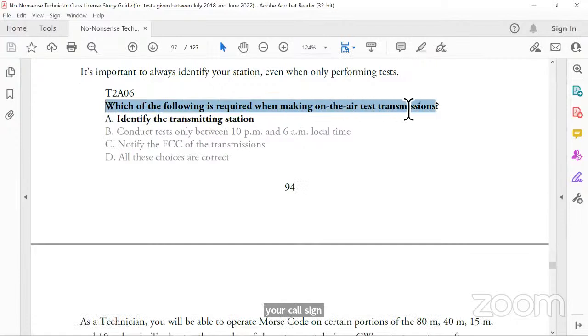Okay, so once you follow those protocols, you will sound quite professional as an amateur radio operator. Which of the following is required when making on-the-air test transmissions? Well, make sure to identify the transmitting station. That's the call sign.